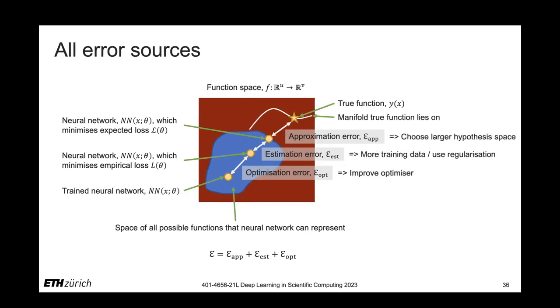Okay, so how do we minimize each of these three different sources? We minimize them using different strategies. For the first one, we choose a larger hypothesis space, like a neural network with more free parameters. For the second one, we add training data or use one of the regularization methods. And the final one, which I'm going to talk about for the rest of the lecture, is trying to improve the optimizer so that it can optimize the neural network weights to get as close as possible to the neural network which globally minimizes the empirical loss.